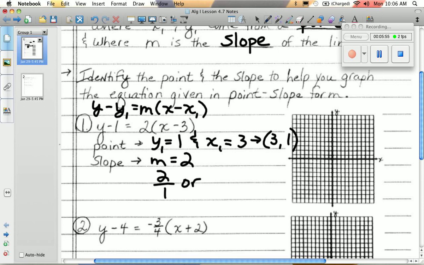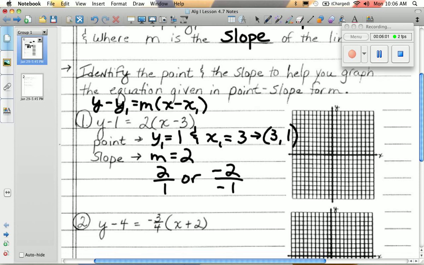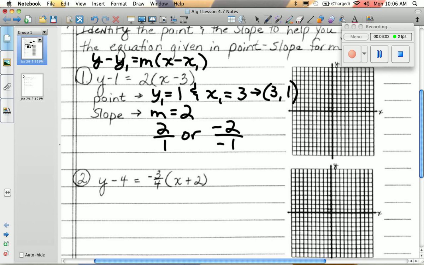Negative 2 over negative 1. Okay, we are ready to graph. We have our ordered pair that we're going to start with, ordered pair (3, 1).